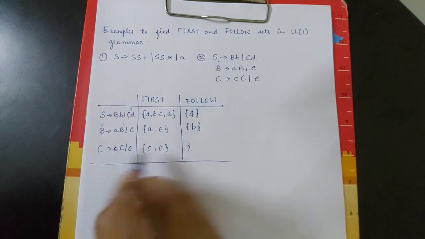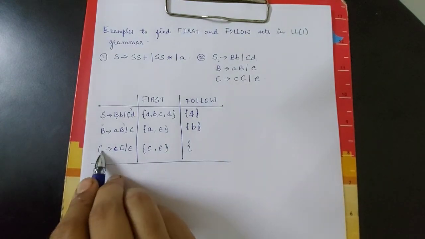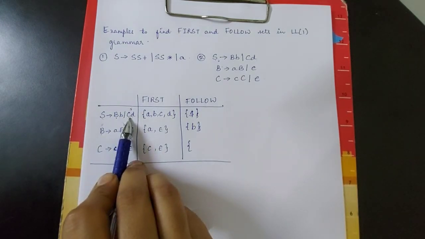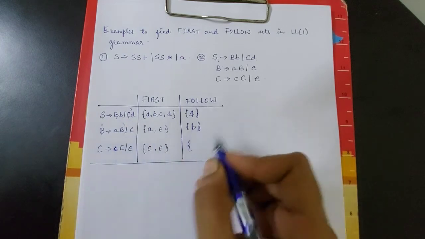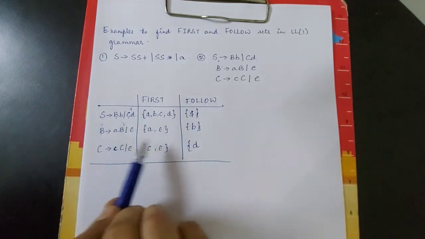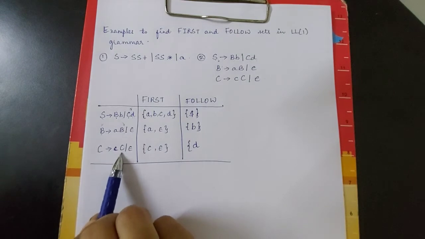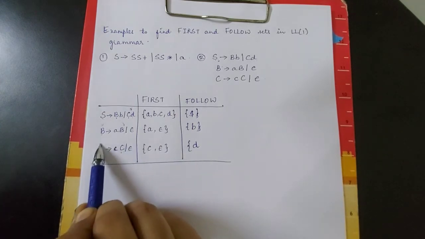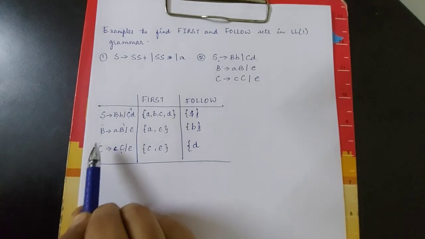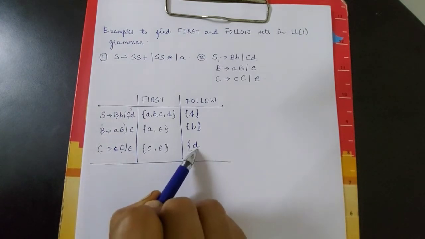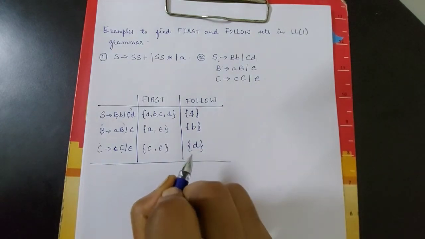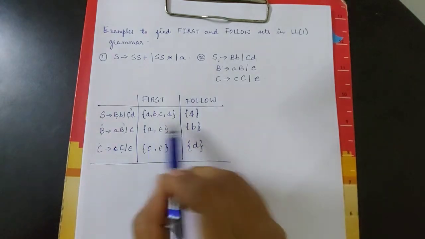Next, follow of C. To find follow of C, we have to check whether C is present in any of the body of the production. It is present over here. At first it is present over here. So what is C followed by? It is followed by D. Done. Then is C present anywhere? It is present over here, but after C there is nothing present. So what do we need to do? We need to check the head of that production, and see what is the follow of C. Follow of C is D only. Okay, there is nothing else. So this is the follow set. In this way we write the first and follow set.